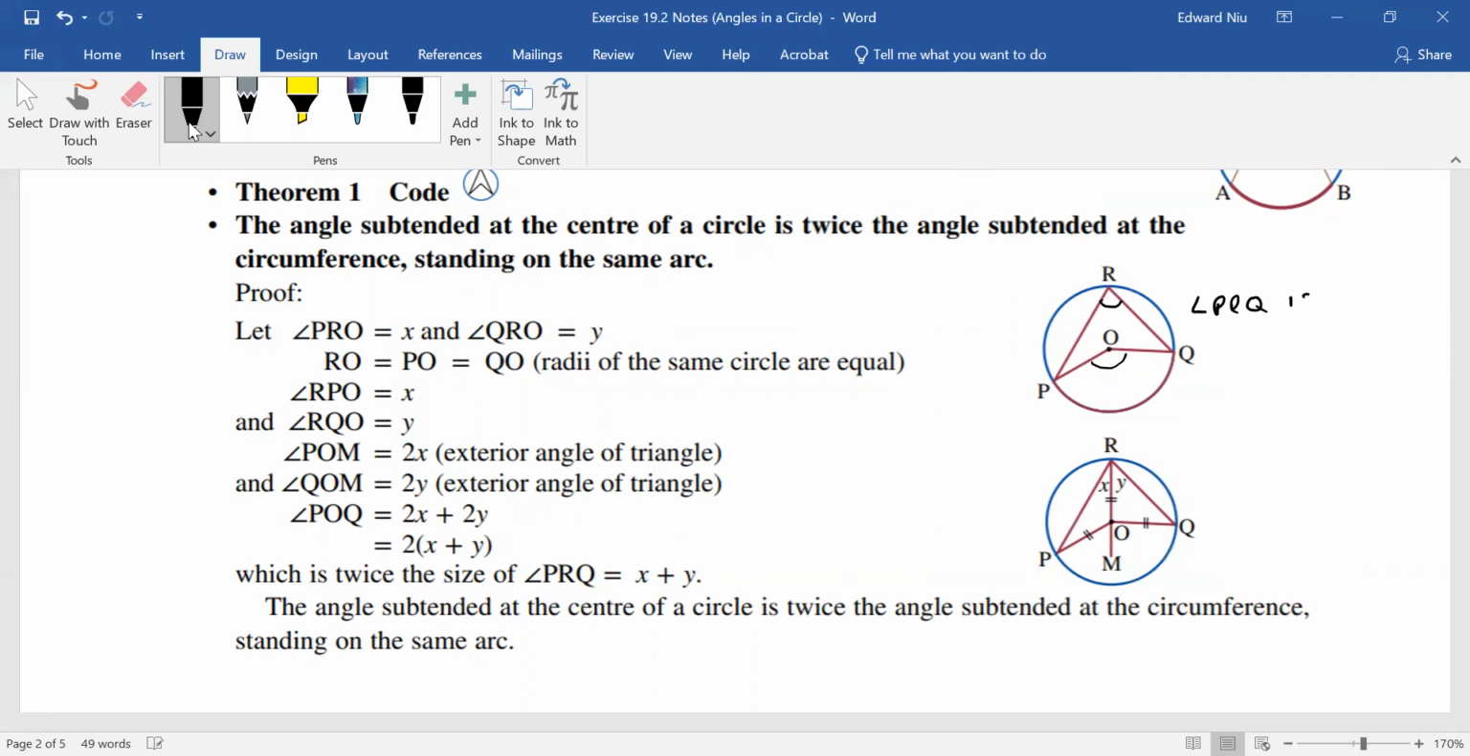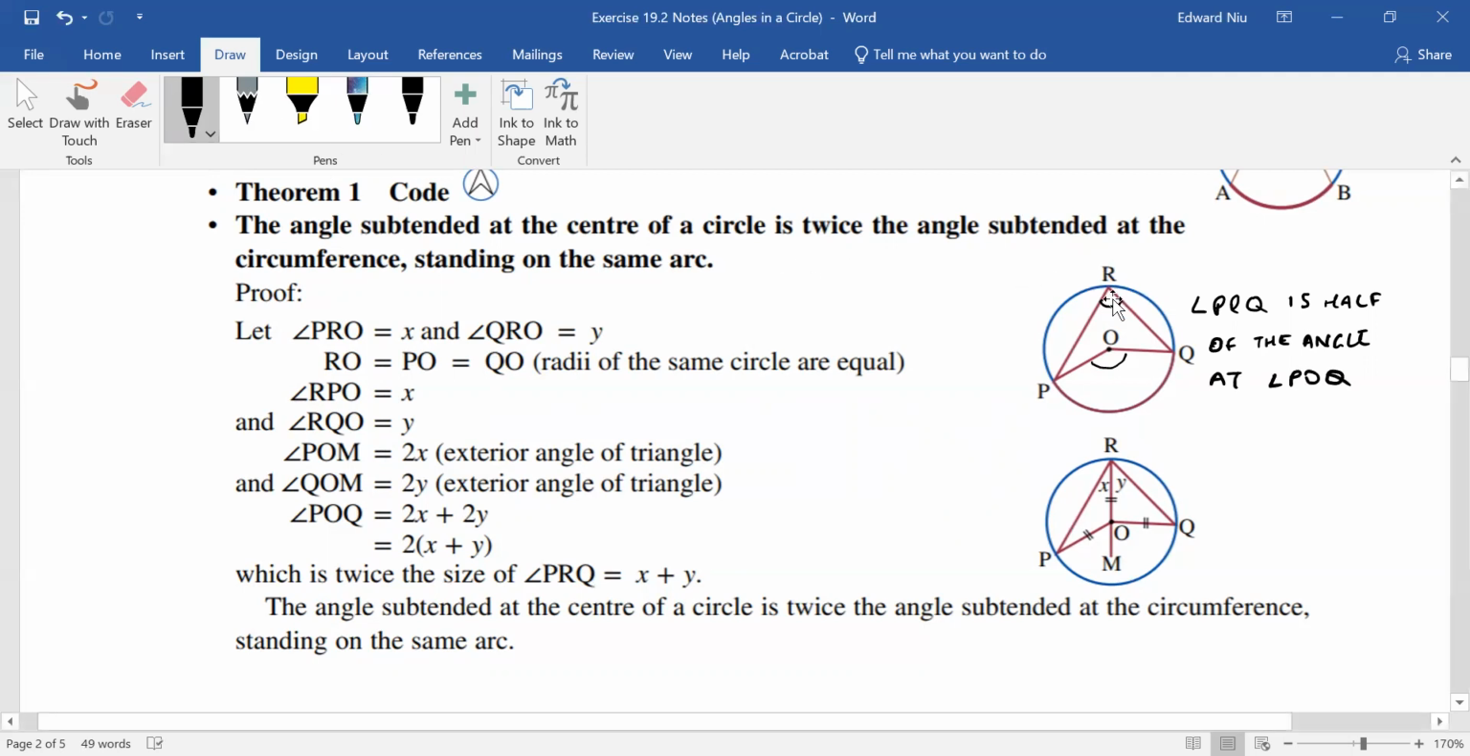Is half of the angle at POQ. Okay, so long story short, this here is half of this here, or this here is 2 times the size of the one touching the circumference. And why is that? It's the interior and exterior angles of a triangle.